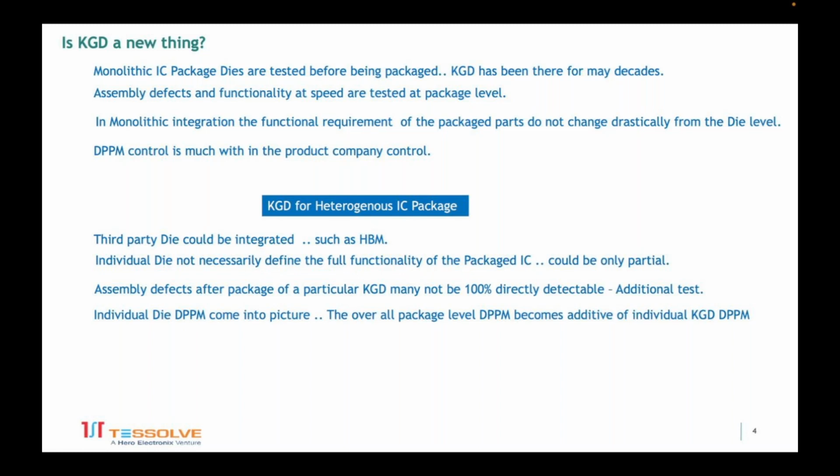The reason being that when a company sells us a fully packed device, the DPPM becomes additive of the individual KGD that we put into the package. If there are 12 dies, then each individual die's DPPM comes into picture. So there is a challenge when the end customer requests a certain DPPM number, and these challenges come into picture in order to address that. So this is a little bit of intro I want to give.